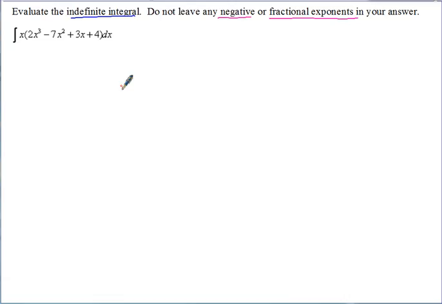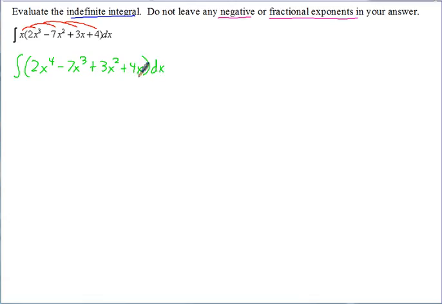Okay, so with integration, there is no product rule. There's something called integration by parts, which we'll see later on, that derives from the product rule for derivatives, but there's not a product rule itself for integration. So since these are multiplied together, there's not a product rule we can use, so we just have to multiply it out. So you get 2x to the 4th minus 7x cubed plus 3x squared plus 4x.